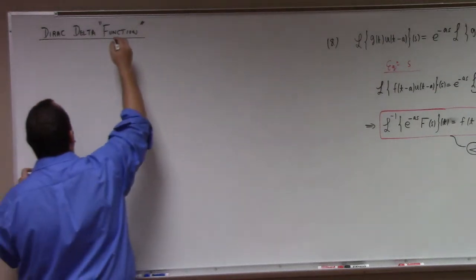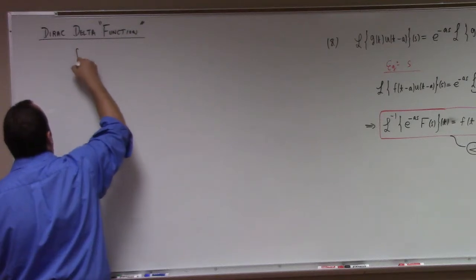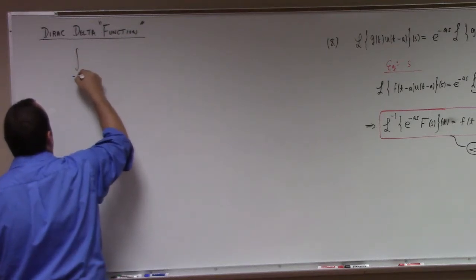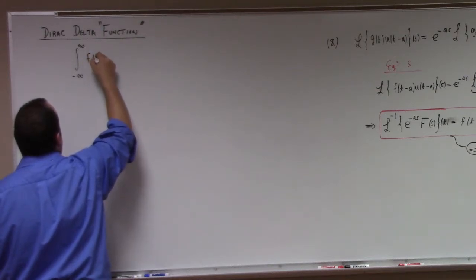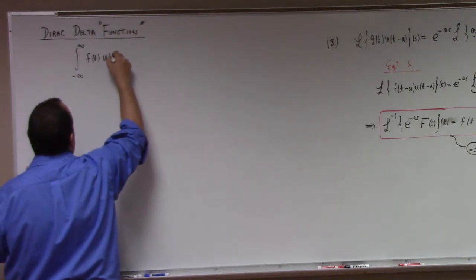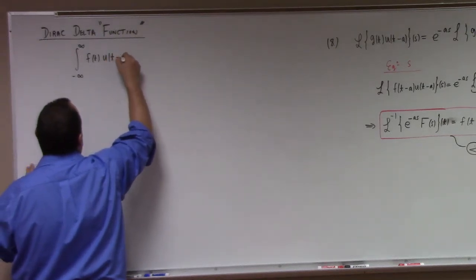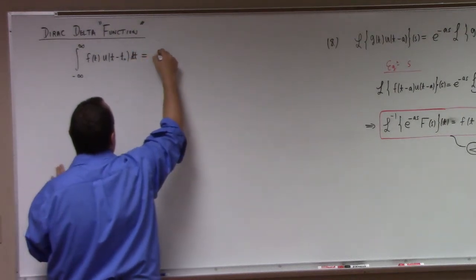So the definition of what I'm talking about, the mathematics of that, is the delta function. And so here's the definition. The integral from minus infinity to infinity of, let's say, f of t times delta of t minus t0, is equal to f of t0.